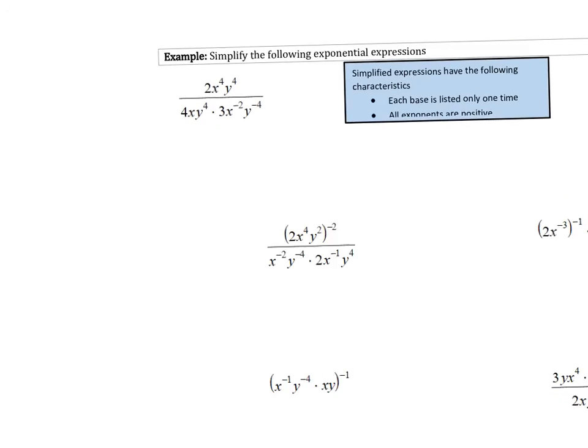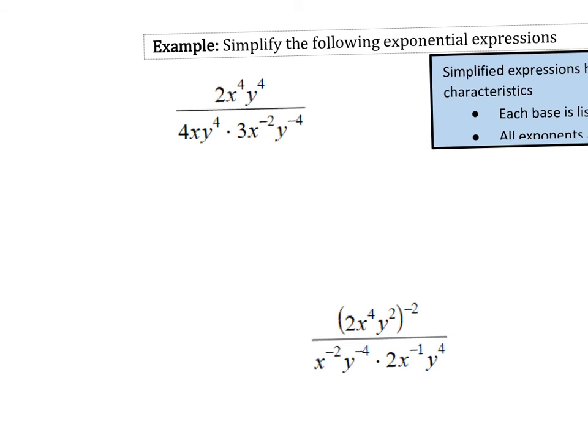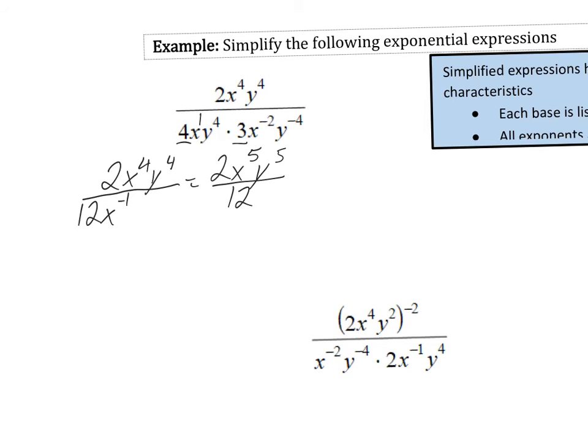So, looking at this very first problem, well, let's see. I can multiply these two numbers. So I have 2x to the fourth, y to the fourth, over 4 times 3 is 12. Now let's go ahead and add these together. So x to the first plus -2, that would give me x to the negative first, y to the fourth plus -4, so that just goes away. I have a negative exponent. That tells me it's going to go from the bottom to the top. So I'm going to have 2x to the, what's 4 plus 1? That is 5.